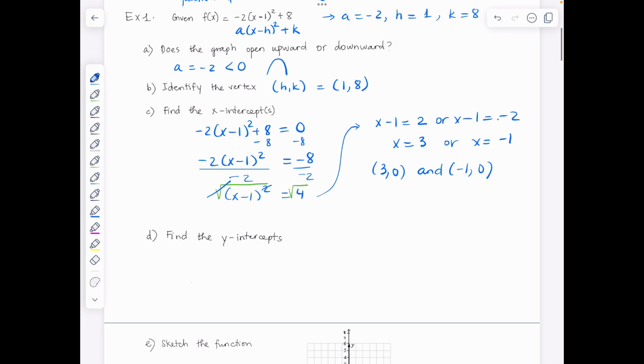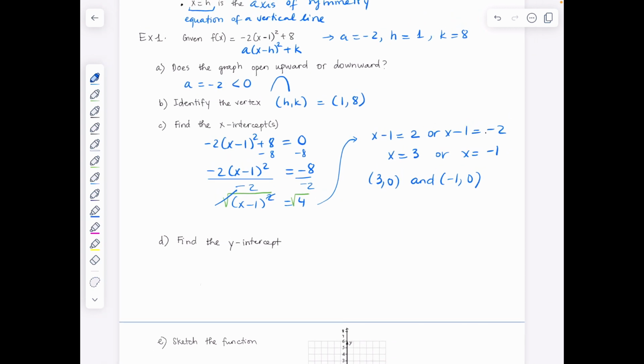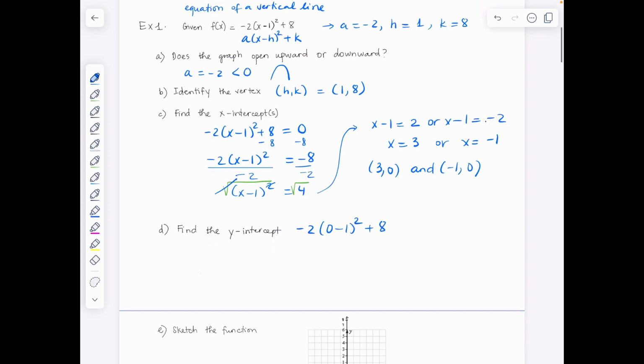Now we find the y-intercept. To find the y-intercept, there should only be one y-intercept. We will let x be 0. So negative 2 times (0 minus 1) squared plus 8.